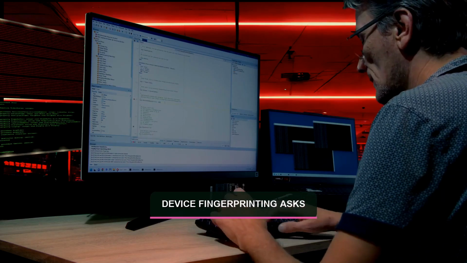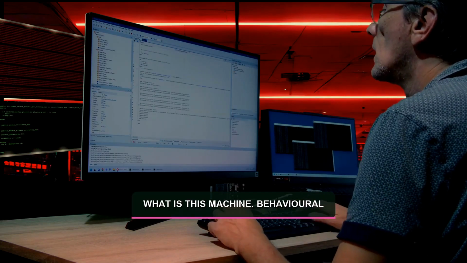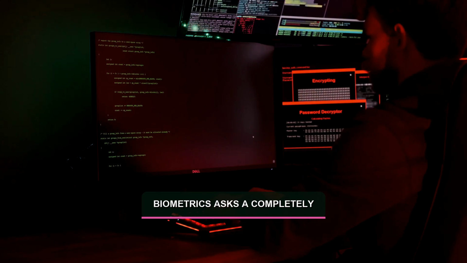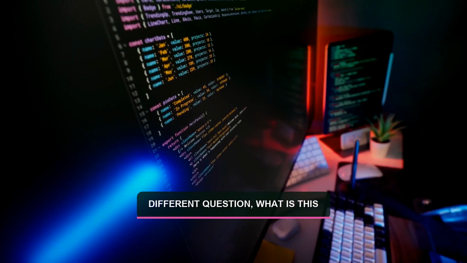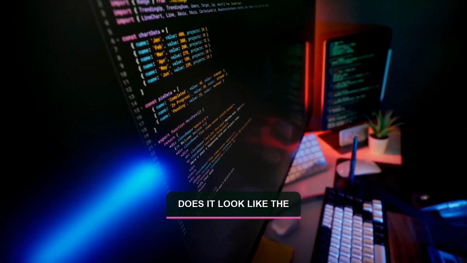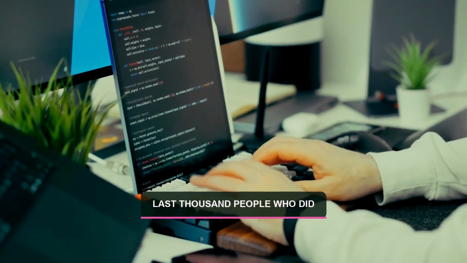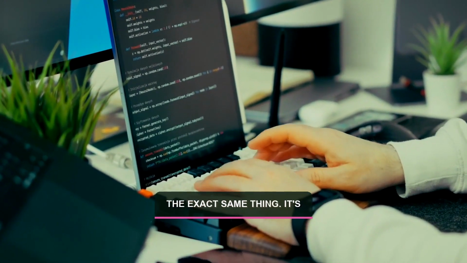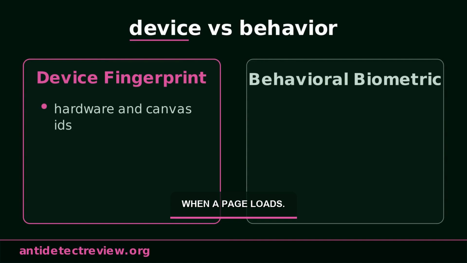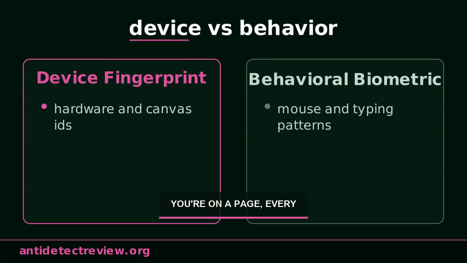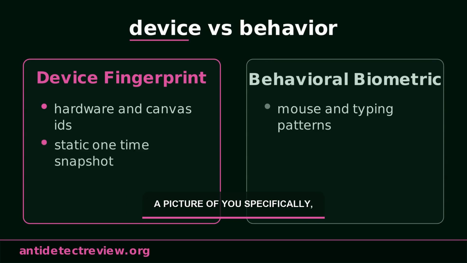Device fingerprinting asks, what is this machine? Behavioral biometrics asks a completely different question. What is this person doing right now? And does it look like the last 1,000 people who did the exact same thing? It's not a snapshot taken once when a page loads. It's a continuous signal collected quietly the whole time you're on a page. Every movement and every pause feeding into a model that's building a picture of you specifically, not your hardware.